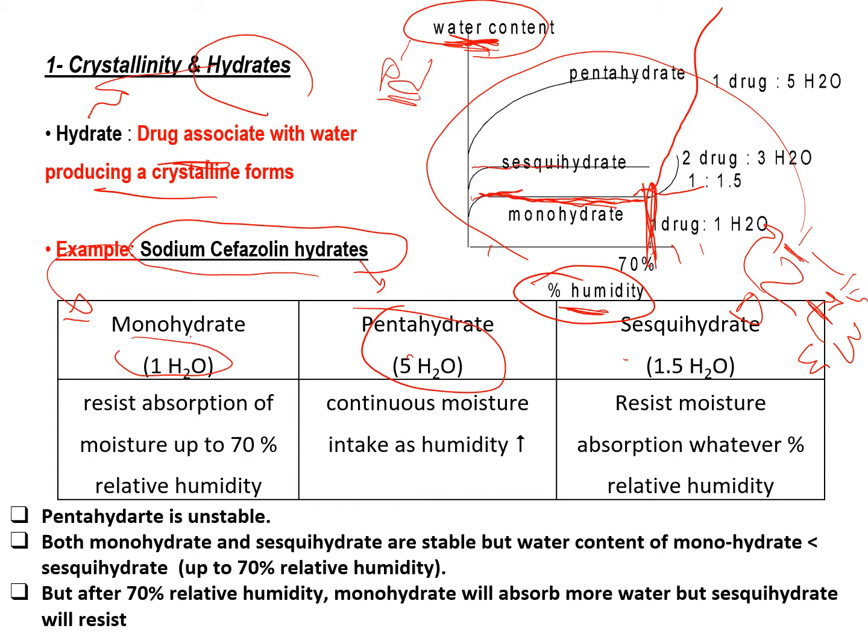Sesquihydrate, the line is plateau, although the water content is a little higher than monohydrate. But if you continue beyond 70% atmospheric humidity, it remains constant. Pentahydrate is the worst one. From the beginning, even in dry weather, pentahydrate is absorbing humidity. By increasing humidity from 10 to 20 to 30, the water content is increasing. So it is the most hygroscopic form of sodium cetazole.